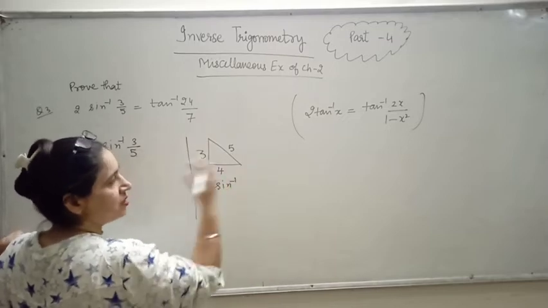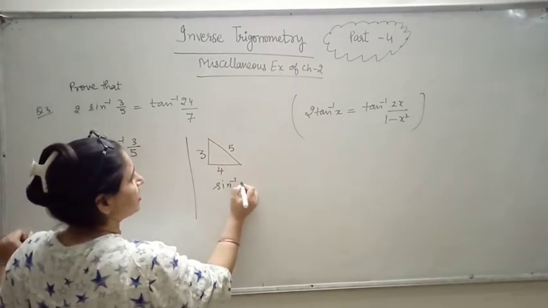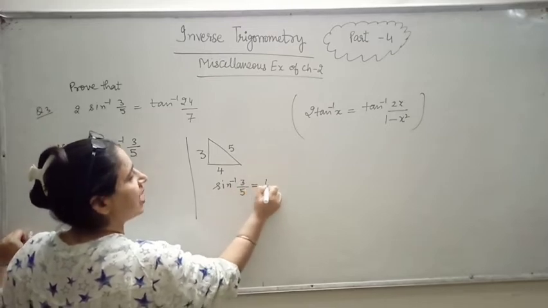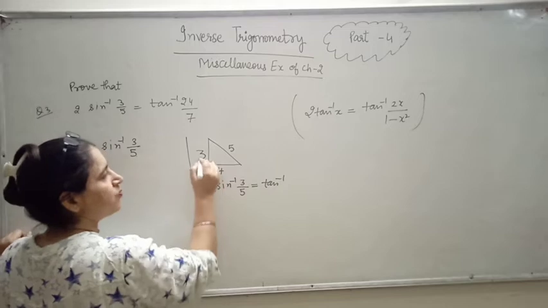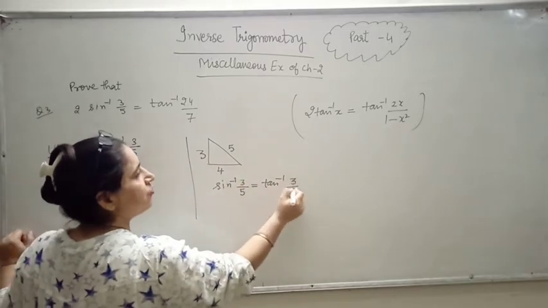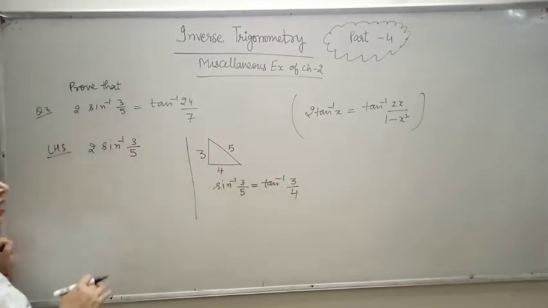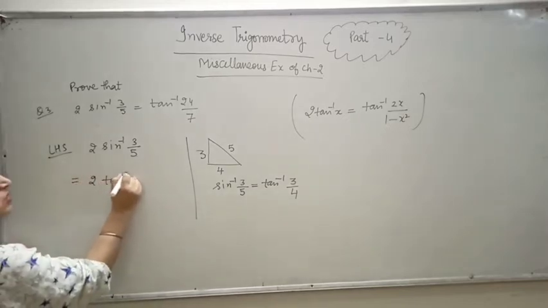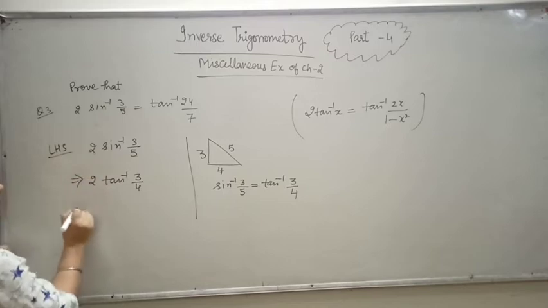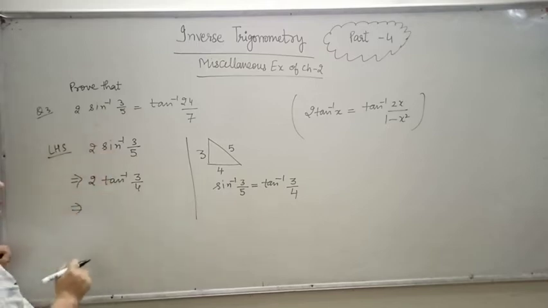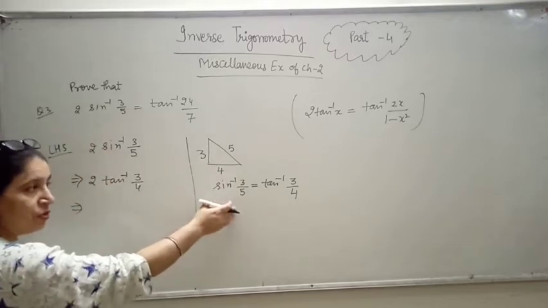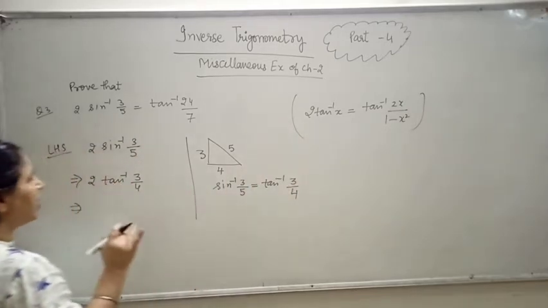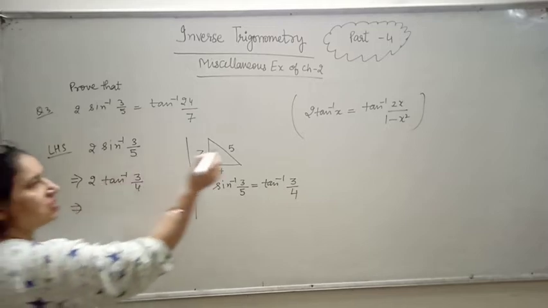You can do it on one side of your solution. Sine inverse 3 by 5 becomes tan inverse perpendicular upon base, 3 by 4. So it becomes 2 tan inverse 3 by 4. This is the continuation of your solution, but you have to show how you have converted this sine inverse 3 by 5 into tan inverse. Okay. So now I can apply this formula.